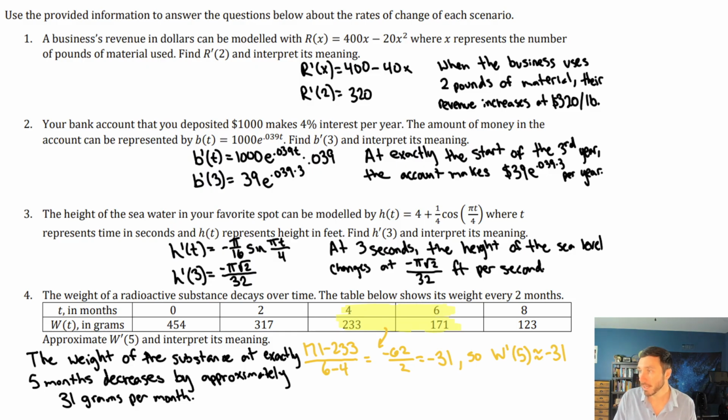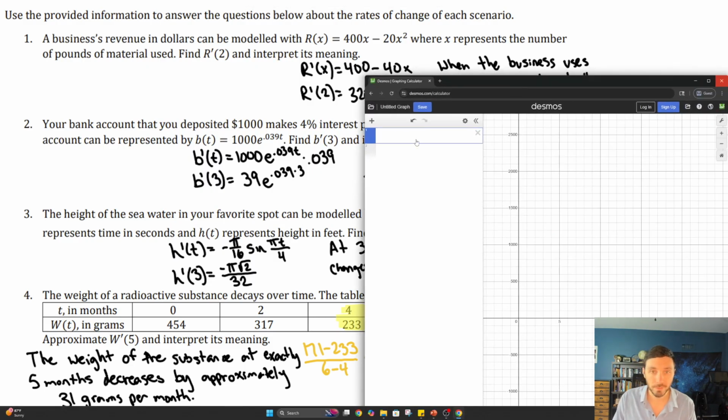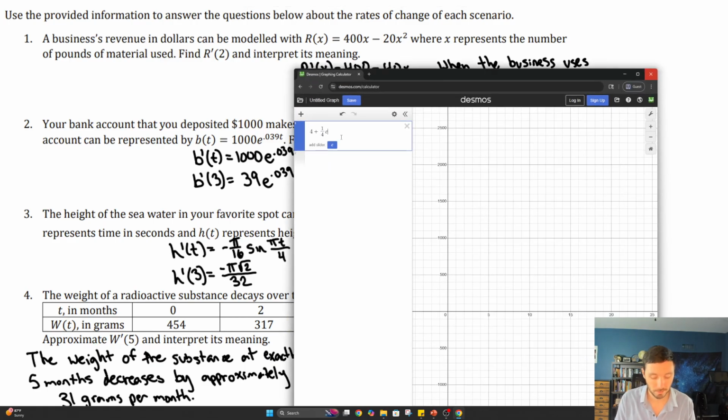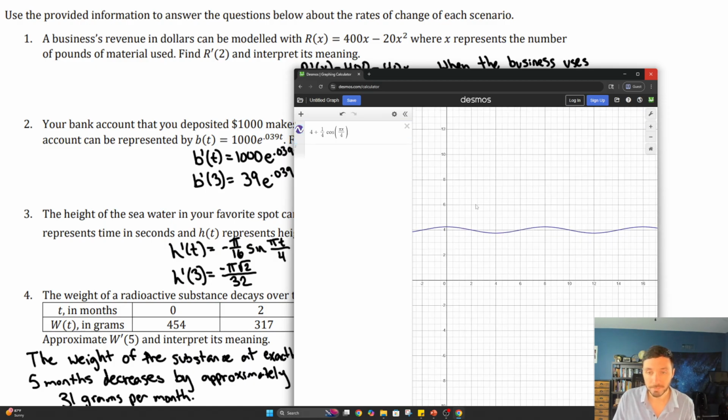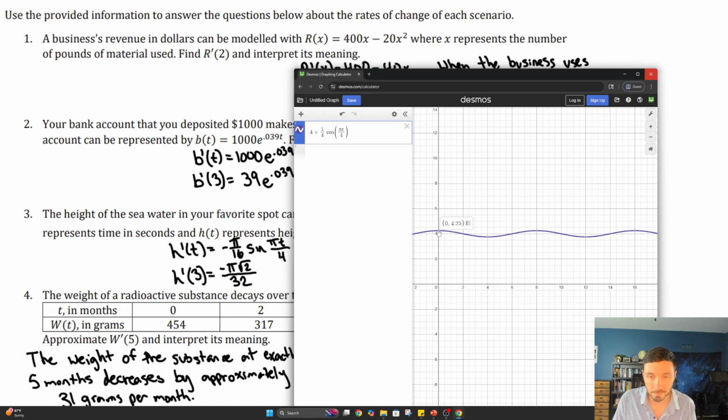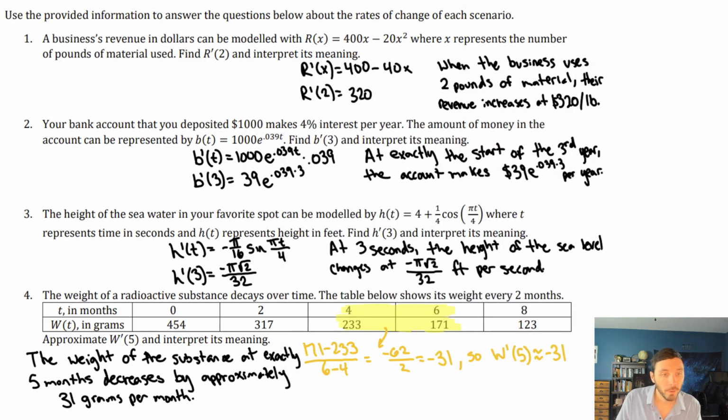That's the idea. If you were to graph this, 4 plus 1/4 cosine of pi t over 4, and I'll do it as x, right? Now, it looks like a flat line right now, but it goes anywhere between 3 inches above 4 or 3 inches below 4. It just kind of waves out. Okay, and then the last one.